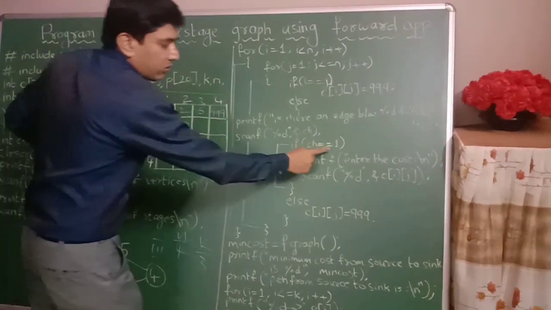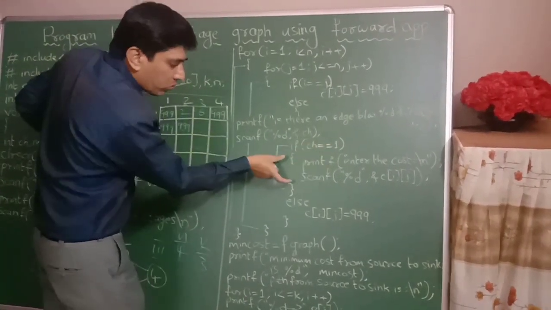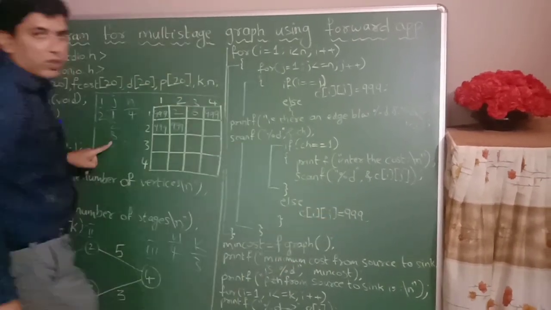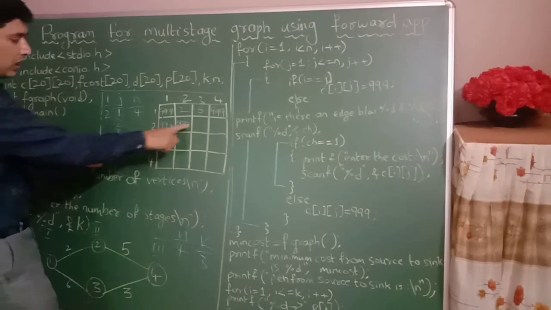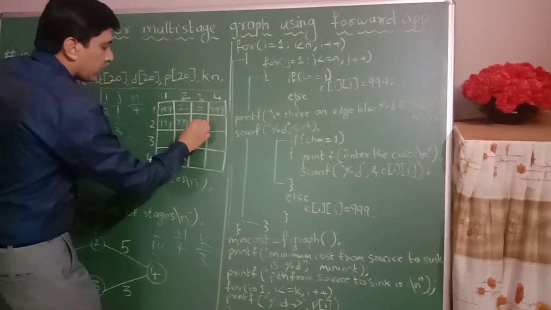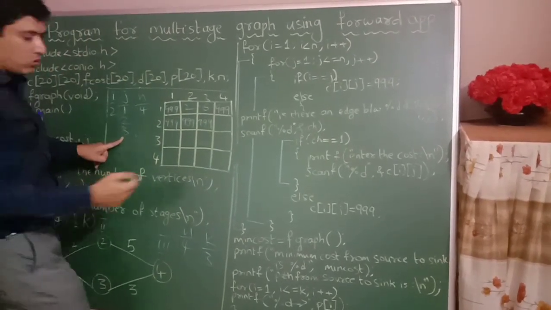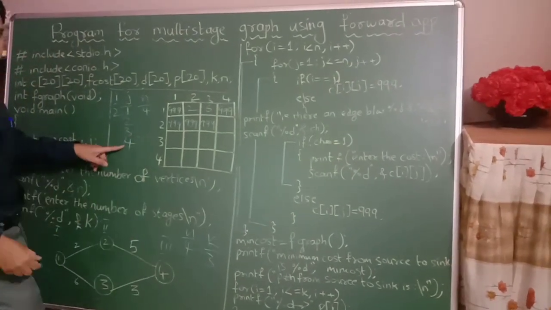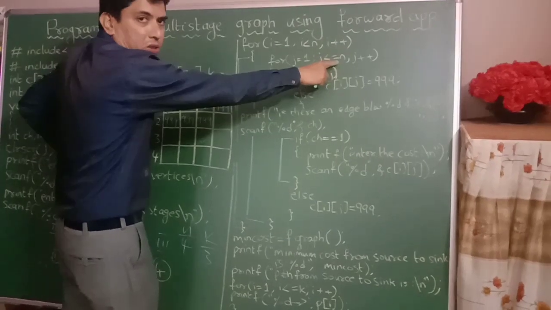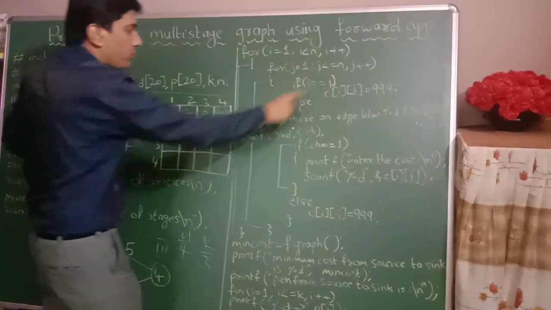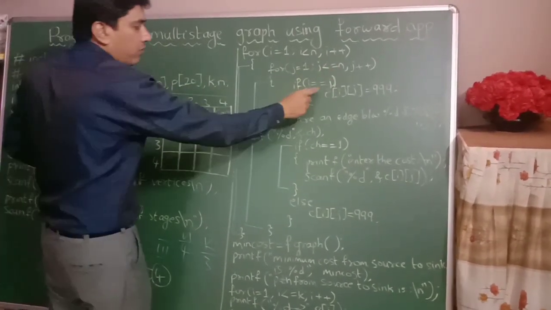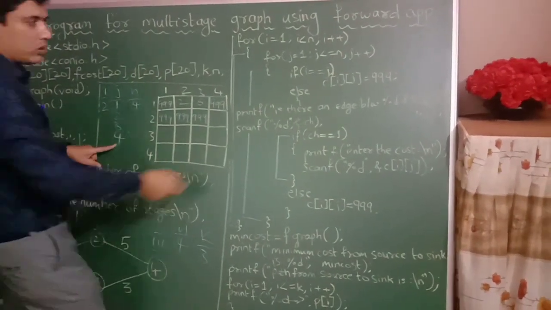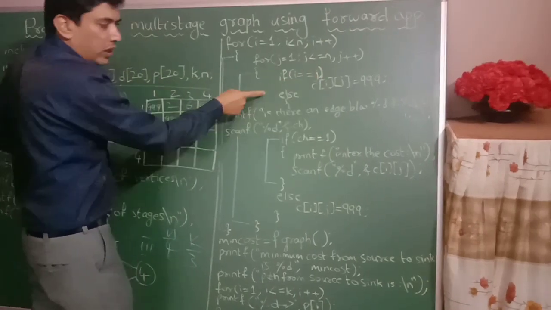So the value of CH will be 0. In that case, it is not going to process this. Else, C of ij is equal to 999, means C of 2,3 is equal to 999. Getting? So increment the value of j by 1. Now j becomes 4. Is 4 less than or equal to 4? The condition becomes true, right? If i is equal to j, is 2 equal to 4? No, the condition becomes false. You will go for the else part.